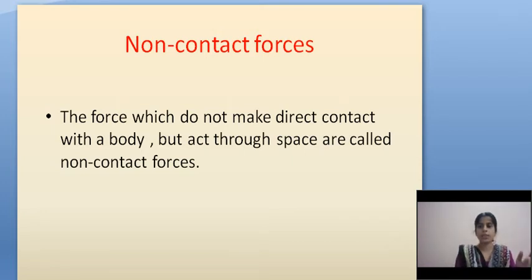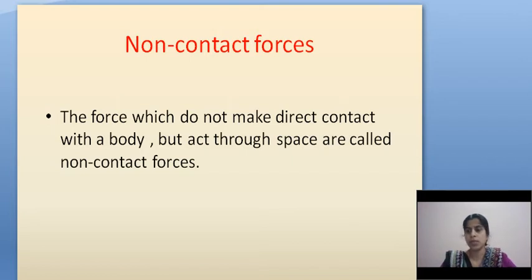How does the ball fall? That's right, due to the gravitational force. The gravitational force acts at a distance, so it is a non-contact force.